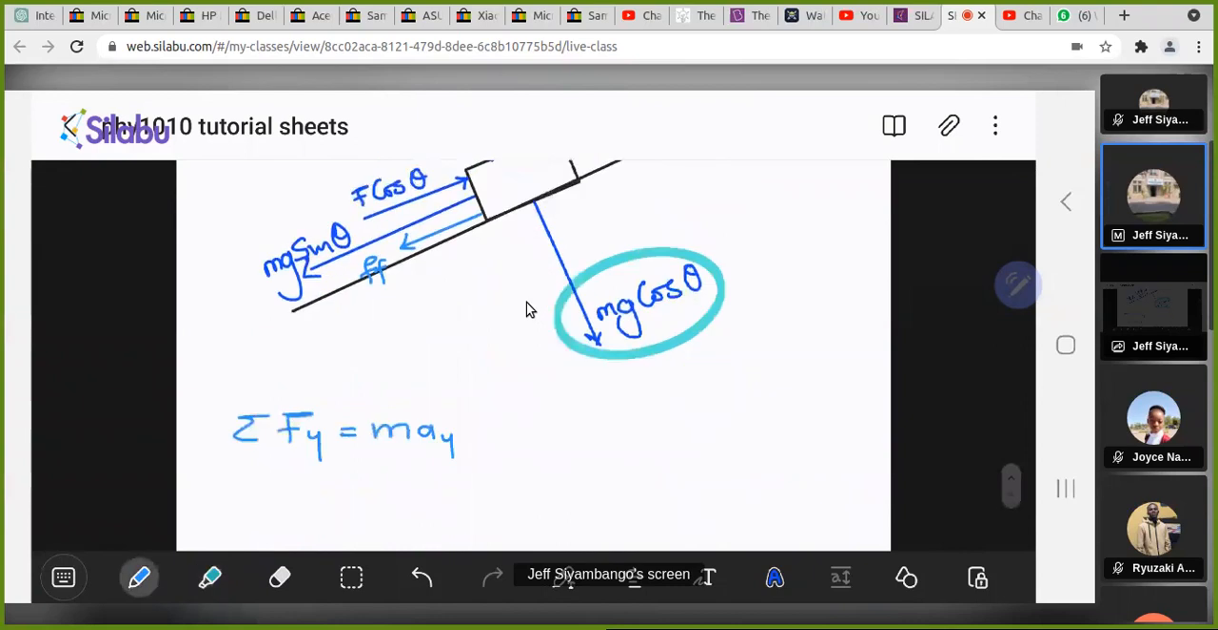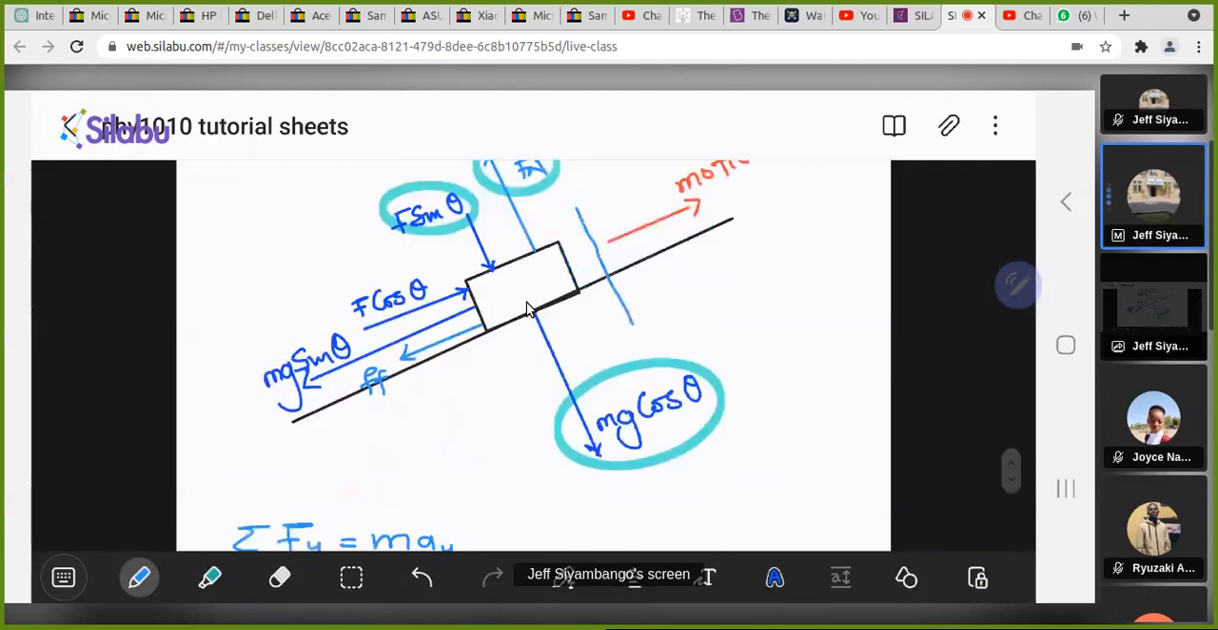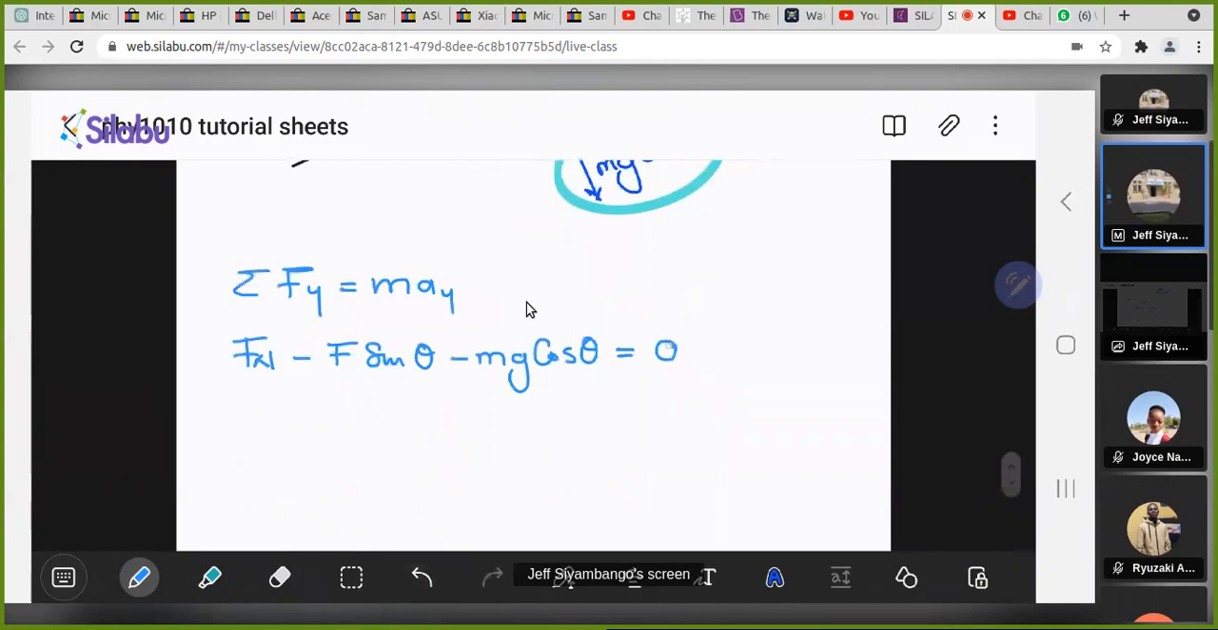So we'll have the normal going down, a component of the force going down, that is F sine theta, and then also the weight going down, that is mg cos theta, equals to what? The object never sinks into the plane. It never goes up. It's moving up the inclined plane. So in the new y-axis that we are looking at, the acceleration there is 0. So because of that, it will be equal to 0.